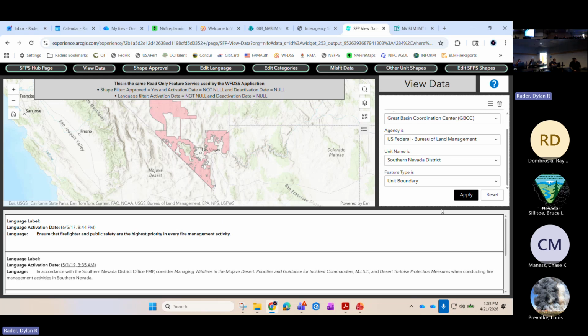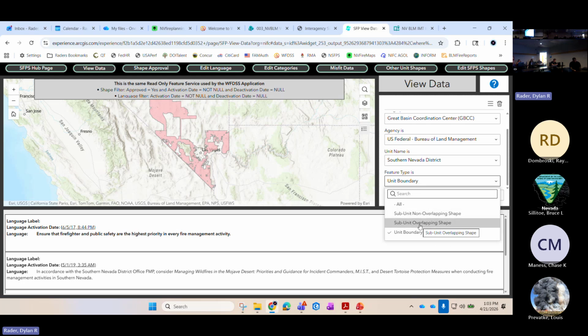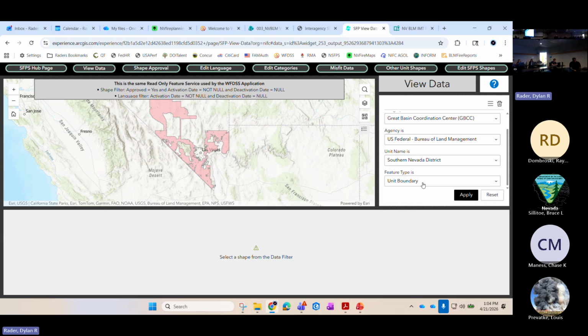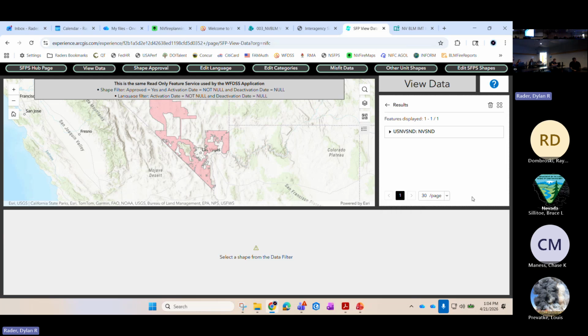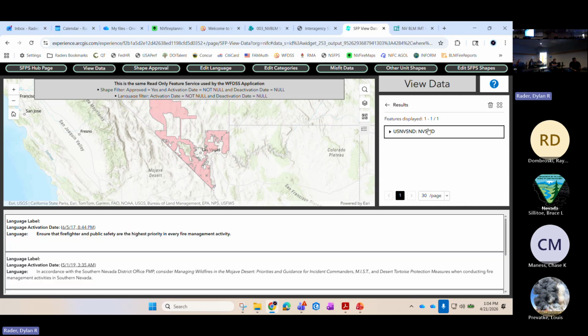So within the Spatial Fire Planning Service, and we'll spend some more time talking about that, there's basically three primary feature types that you're going to look at. There's the unit boundary, there's the subunit non-overlapping shapes, and there's the subunit overlapping shapes. I'm just going to talk to the unit boundary to start with, and then I'm going to let Kate talk to the non-overlapping strategic and the overlapping strategic.